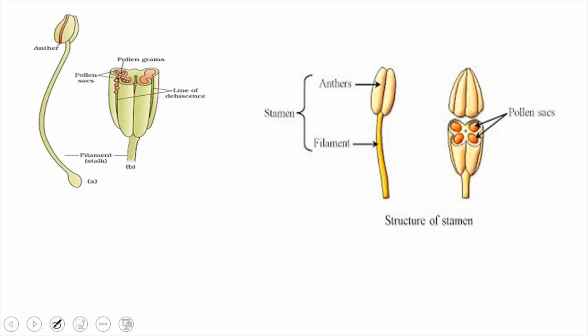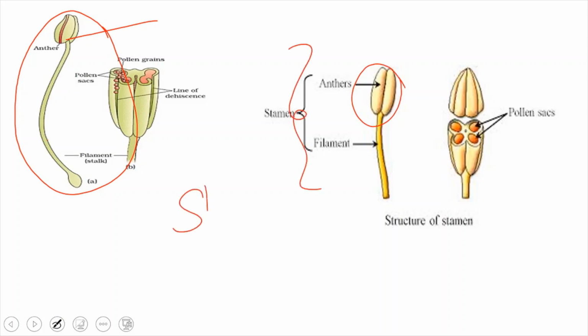So this is the structure of the stamen. This is the anther, and this is the filament. It's a long stalk-like structure and it is attached to the thalamus or petal of the flower. The terminal structure is bilobed, which we call the anther. Clearly observe, this is anther and this is filament. These two structures together we call the stamen.